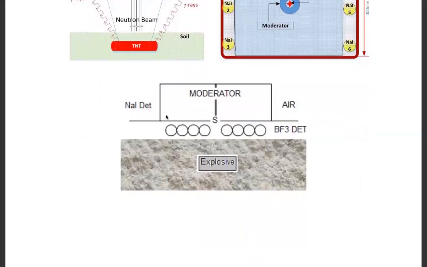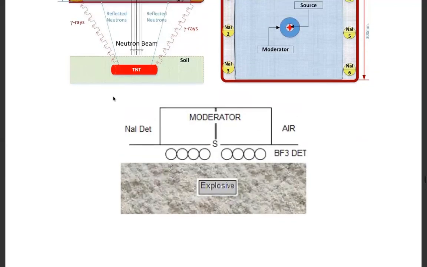Now, here's a picture that our system is going to be sitting on top over here. We've got glass tubes over here, and we have a BF3 detector over here. Okay, so we've got a moderator source, we've got BF3 tubes, and the explosive sitting in the ground. So these are the detectors. So let's see how we would analyze this.